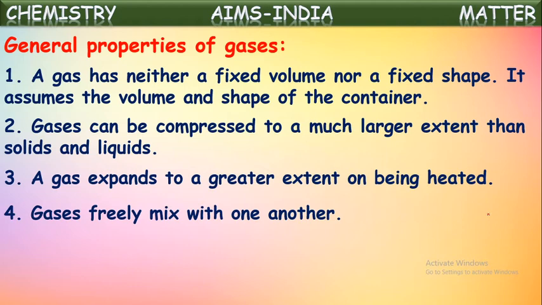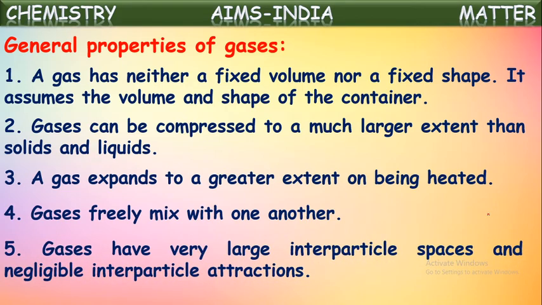Gases freely mix with one another. This is a special property of gases. The intermixing of gases is called diffusion. This diffusion property is special for gases. It is not there for liquids as well as solids. The intermixing property, they freely mix with one another. That's called diffusion.